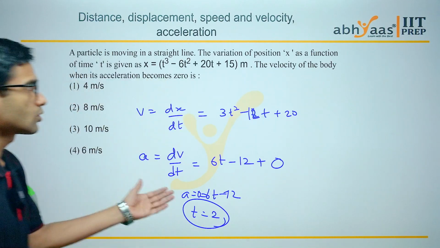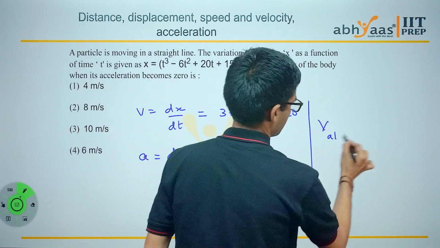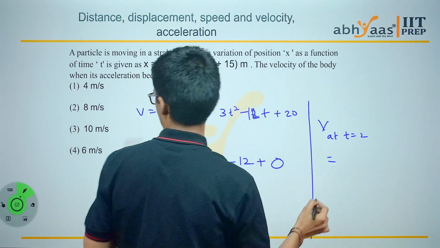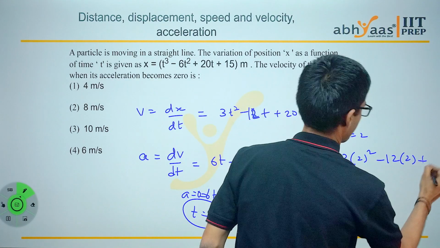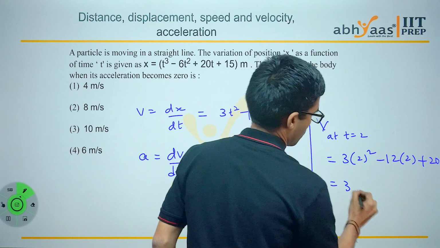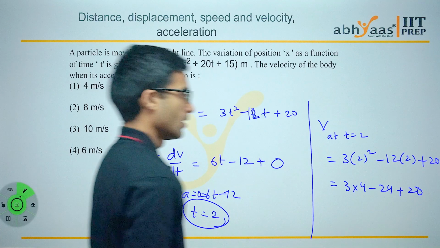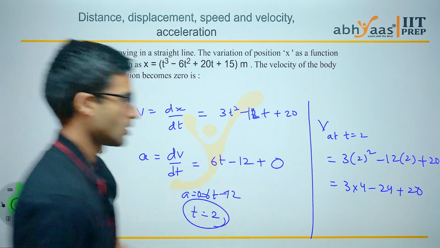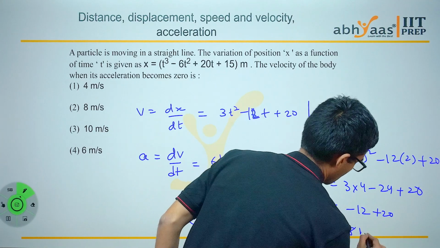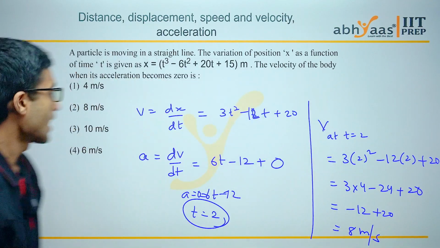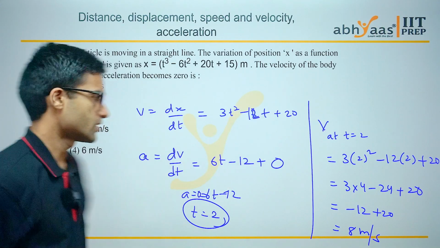T is equal to 2 seconds. Velocity you need to calculate. So velocity at t equal to 2 seconds is 3 into 2 square minus 12 into 2 plus 20. That is 3 fours are 12, minus 24 plus 20. Here 12 minus 24 you will get minus 12, plus 20 that is 8 meter per second. So easily you can calculate velocity if you know the simple thing, that is differentiation.